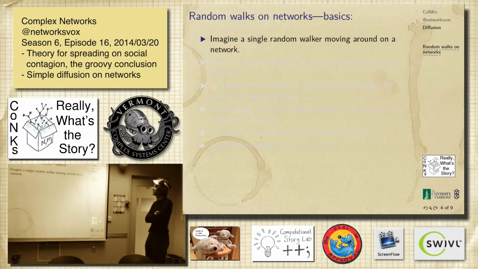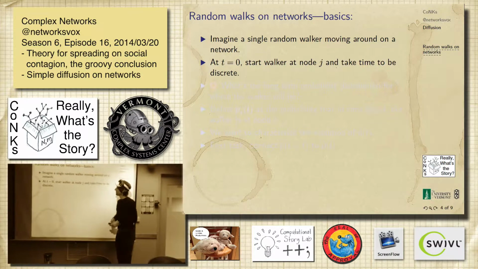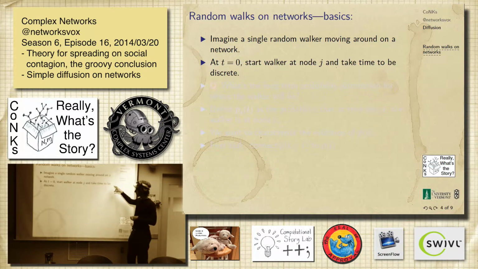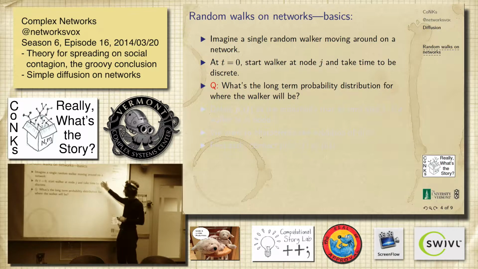Okay, so we're going to have just a plain network, and we're going to have a little random walker running around on this. Connects to the whole electricity business, actually, which is kind of fun. So we'll come back to that later on. We're going to start at some node j. Time's going to be discrete, and our poor little person who has no idea what they're doing is just going to wander around. So here's a question: where will they be in a long time, right? In a long time limit.